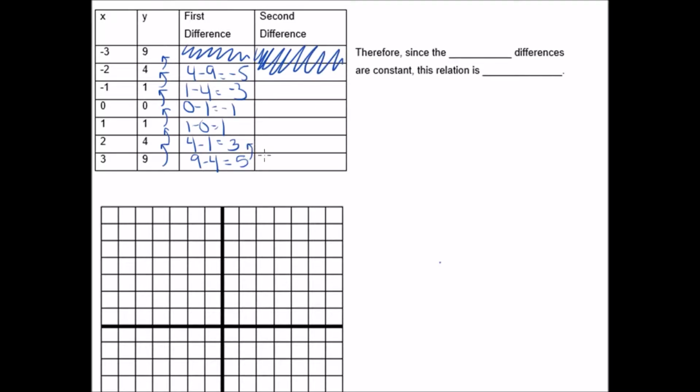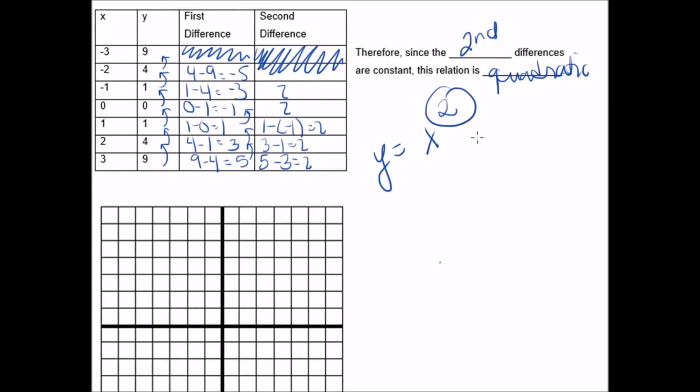Let's go up the first differences. 5 minus 3 is 2. 3 minus 1 is 2. 1 minus negative 1 is 2. And if you keep going, you're going to get 2's. Since the second differences are constant, this relation is quadratic. When we look at quadratic, y equals x squared, the second difference is going to be constant.